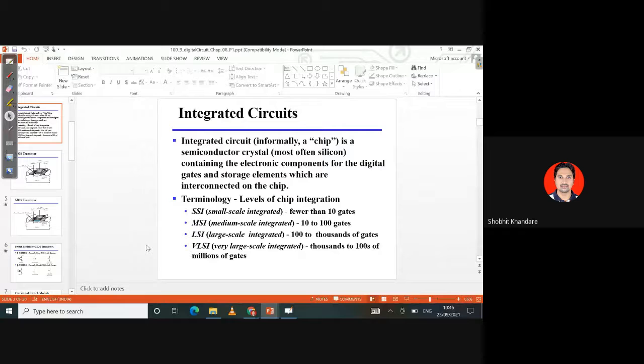Have you written the definition? One minute, sir, please wait. Integrated circuit is a semiconductor crystal containing the electronic components for the digital gates and storage elements which are interconnected on the chip. Have you written it?